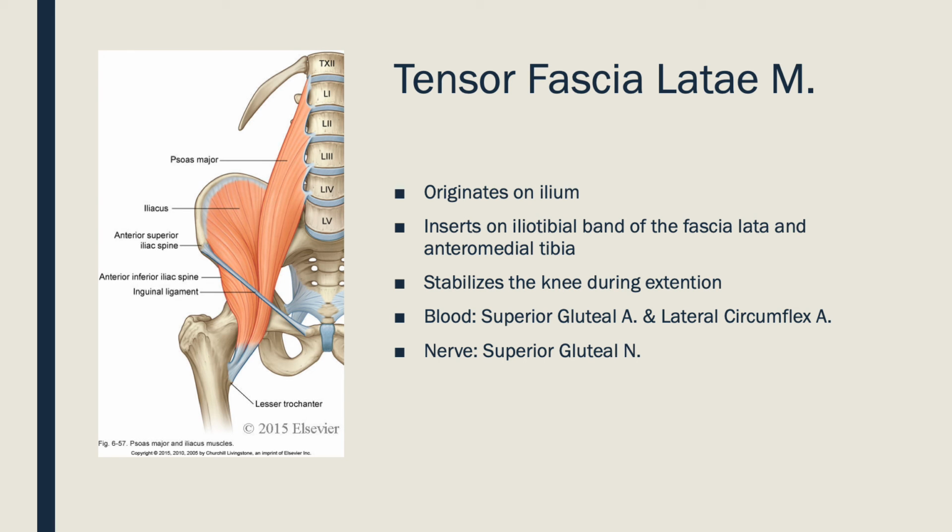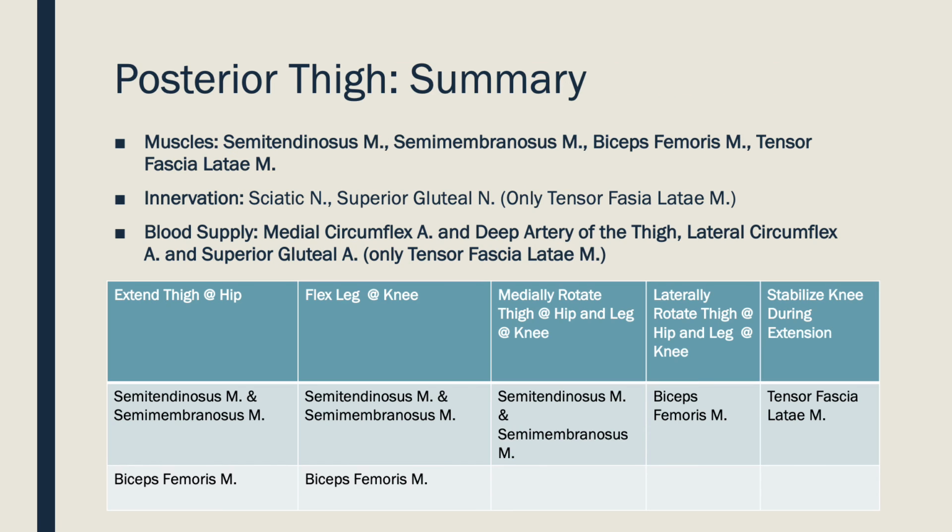Also included in the posterior compartment is the tensor fasciae latae muscle, but it's different from the other muscles of the posterior compartment. It originates on the ilium and inserts on the iliotibial band of the fascia lata and anteromedial tibia. It stabilizes the knee during extension, and its blood supply and nerves are very different. It's the superior gluteal artery and the lateral circumflex artery that are the blood supply, and its nerve is the superior gluteal nerve.